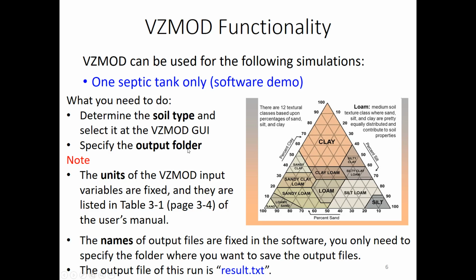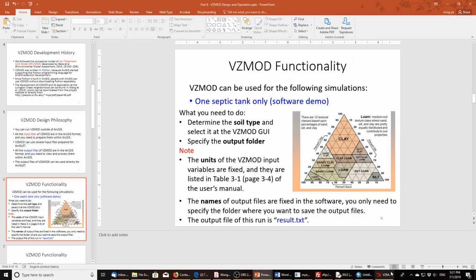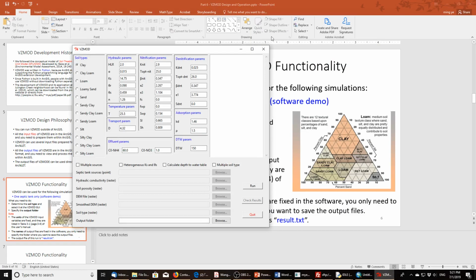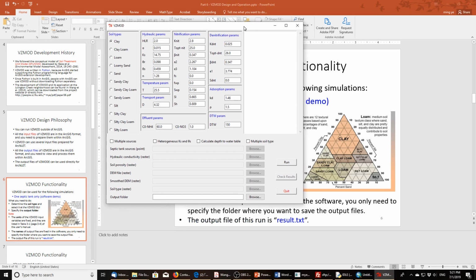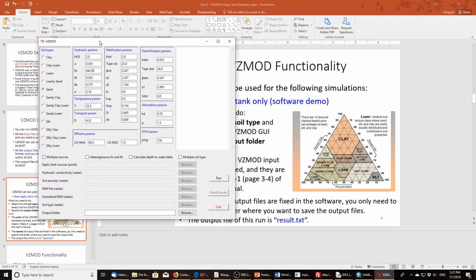And so I will run it for you first. So here is the menu, or the window, for running VZMOD. So here's the soil type. You have to know the soil type, and then you select the one. Say I select sand for my soil type.